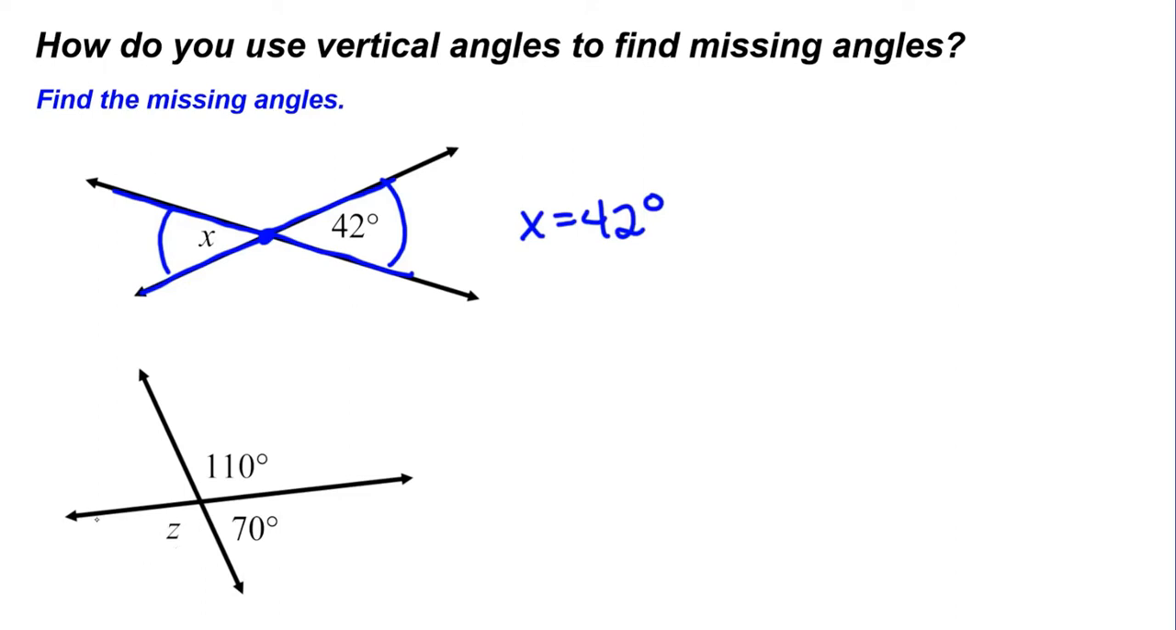And then again here, what is going to be the measure of angle z? Well, here I've got two angles that I know, but which one of these two angles is vertical to angle z? Well, this one right here would be across the vertex from it. So z is the same as this angle right here. So z is 110 degrees. So again, a couple of examples there of how we can use vertical angles to help us solve this problem.